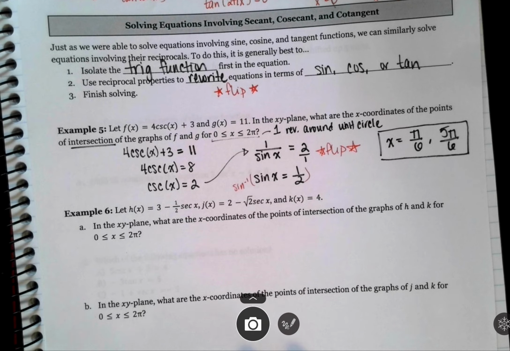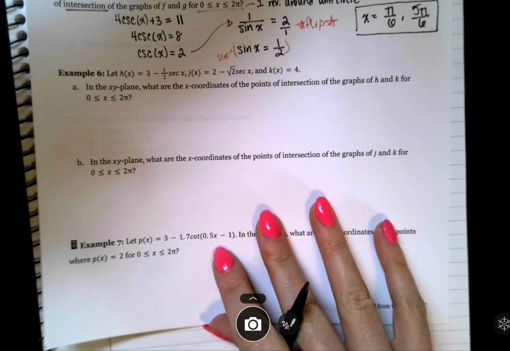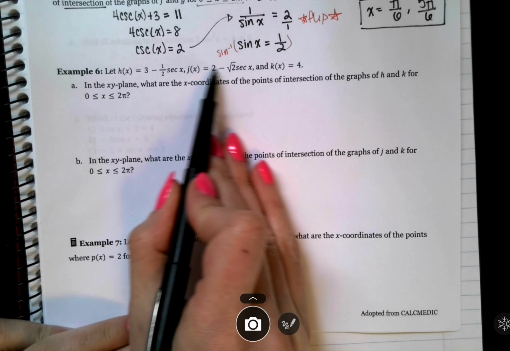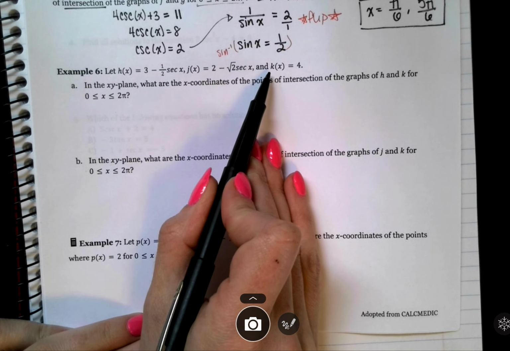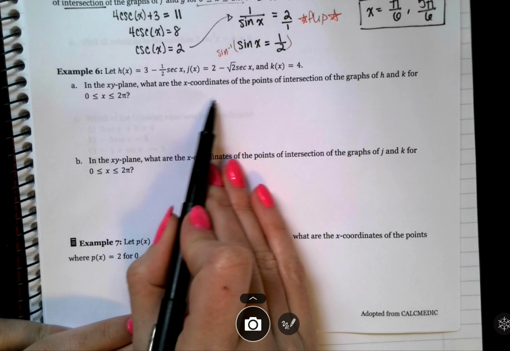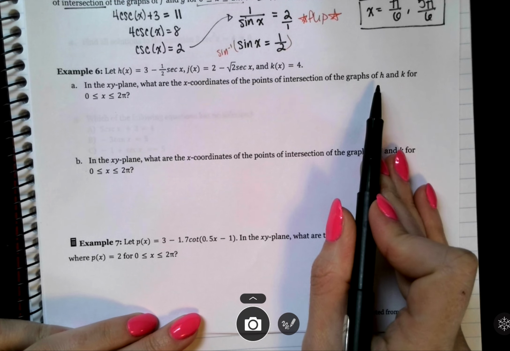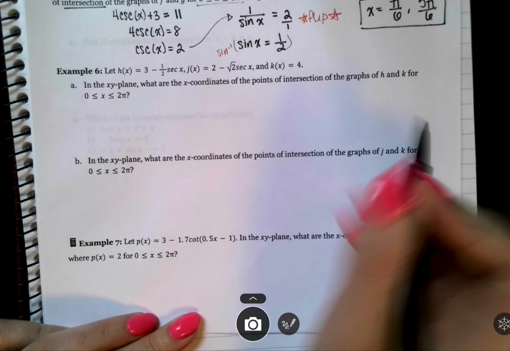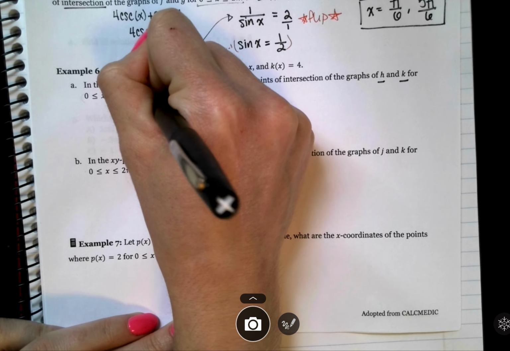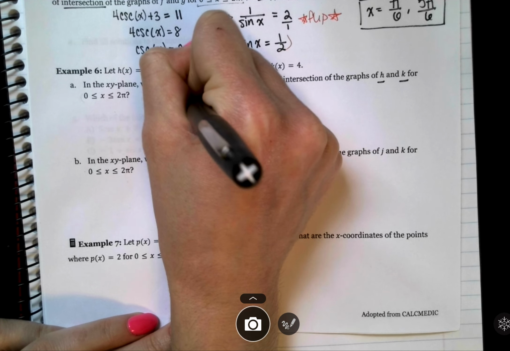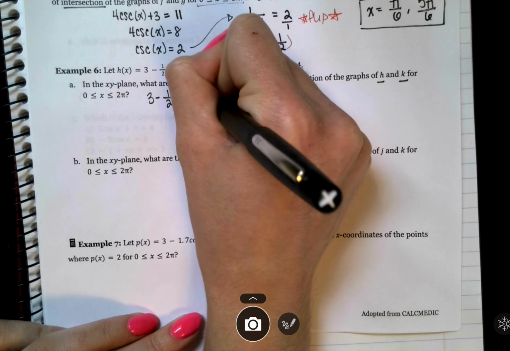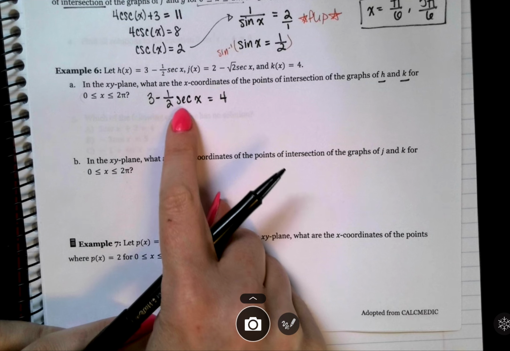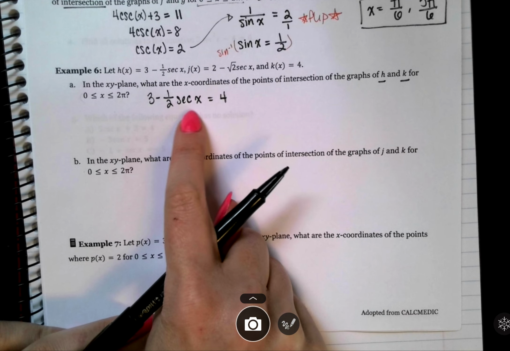Let's take a look at example 6. So part A, we are using the information up here. So we have h of x, j of x, and k of x. And it's asking us to determine the x coordinates of the points of intersection of the graphs of h and k for 0 to 2 pi. So again, this is just one time around our unit circle, and I'm looking at h and k. So I'm going to set this up, and I'm going to set them equal to each other. H and then k is 4. So I want to do the same thing like we did in example 5, and I want to get my trig by itself first, which is secant of x.